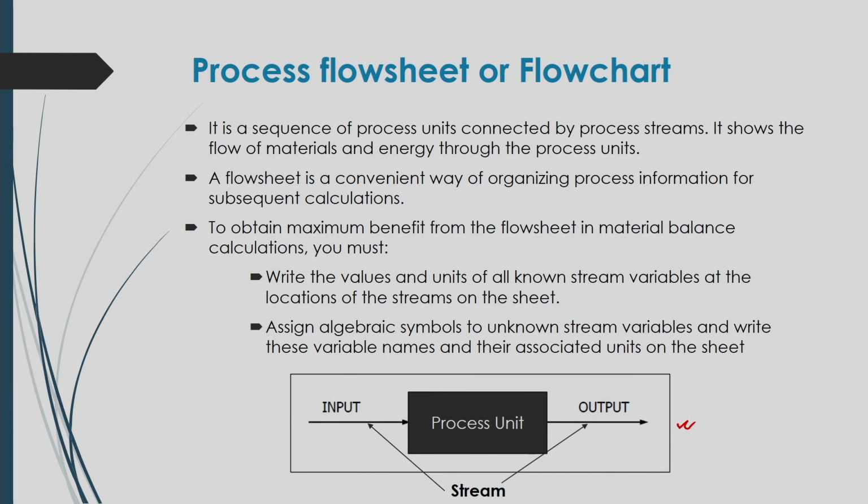After that, this can be used for material balance, and the unknown values are then obtained by solving those material balance equations. And then what you have to do is assign algebraic symbols to unknown stream variables and write these variable names and their associated units on the sheet. As well, you have to write what the units should be for the inputs and outputs on the flow sheet.